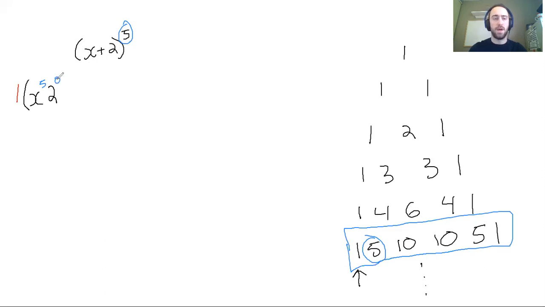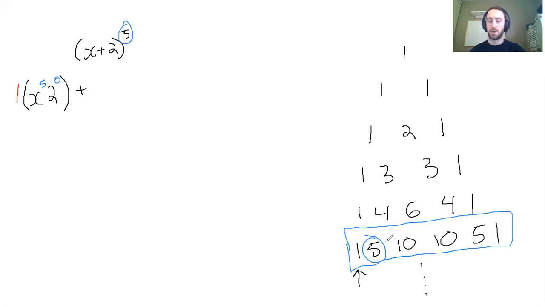Okay, but why is it to the 0? Well, our exponents in our expanded form, so here 5 and 0, they have to add up to the exponent in the original question. So here we have 5 plus 0, giving us our 5. Great, that's one term done. Let's continue.